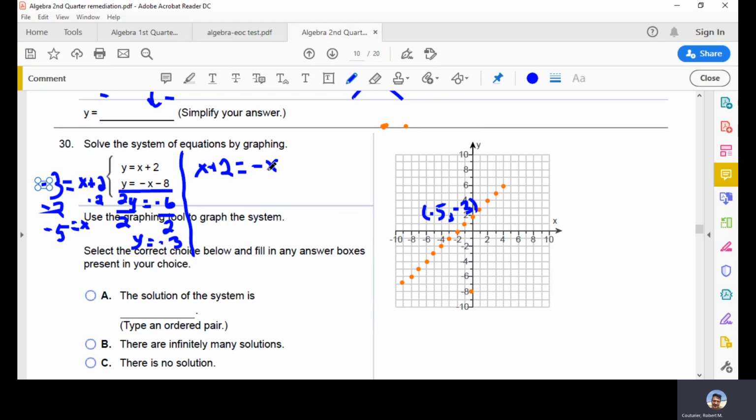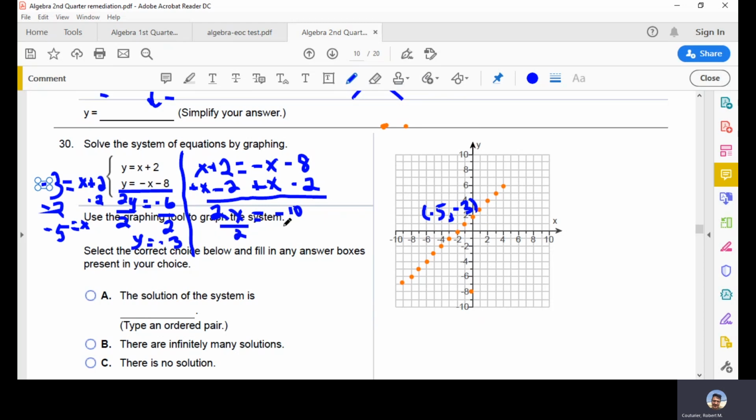Negative x minus 8. Okay, I need to move this negative x here, so I have to add an x. I'm going to do two movements at the same time. I'm going to subtract 2. Okay, I had to add this x here too. So now I have a 2x equals negative 10. X is not by itself.